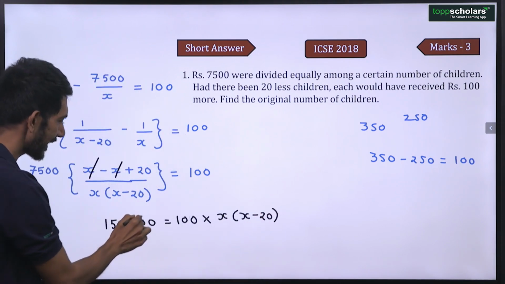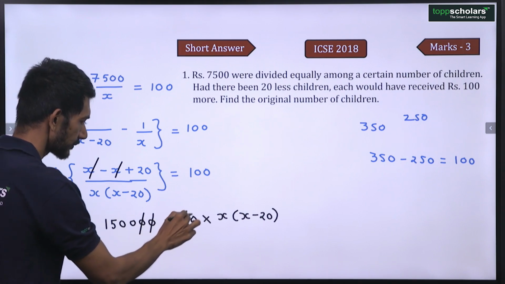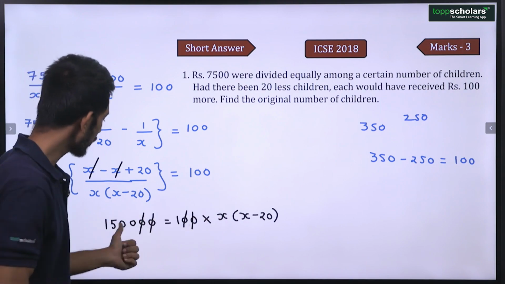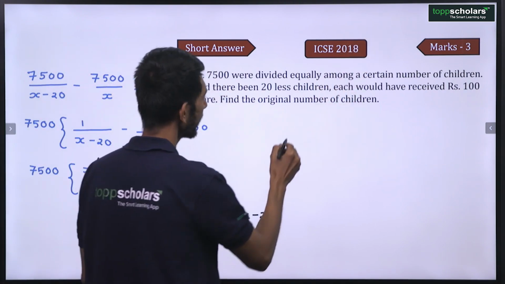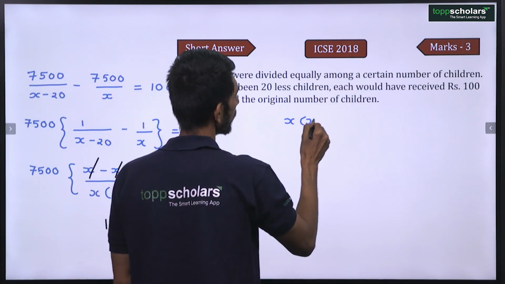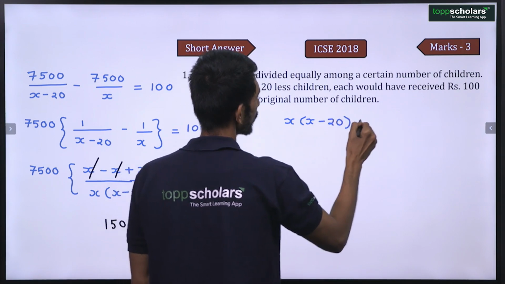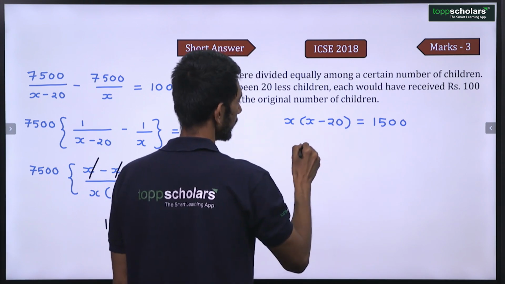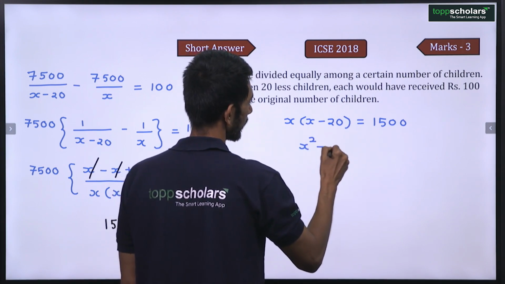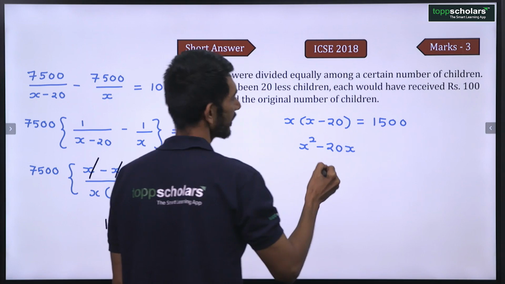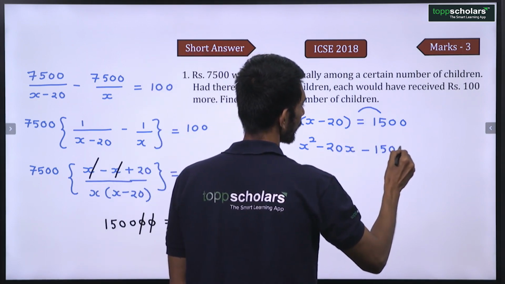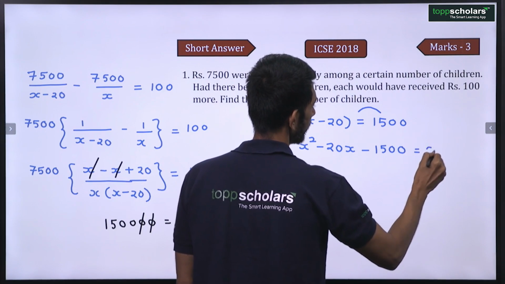Correct? So can I cancel 2 zeros? So what do I get now? I get x into x minus 20 is equal to 1500. So that gives you x square minus 20x. This comes here, minus 1500 is equal to 0.